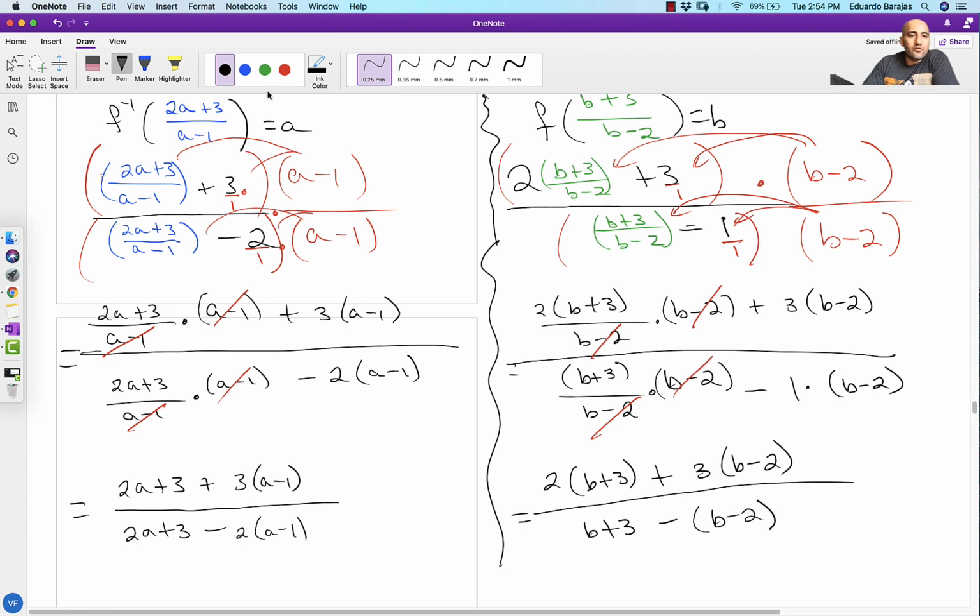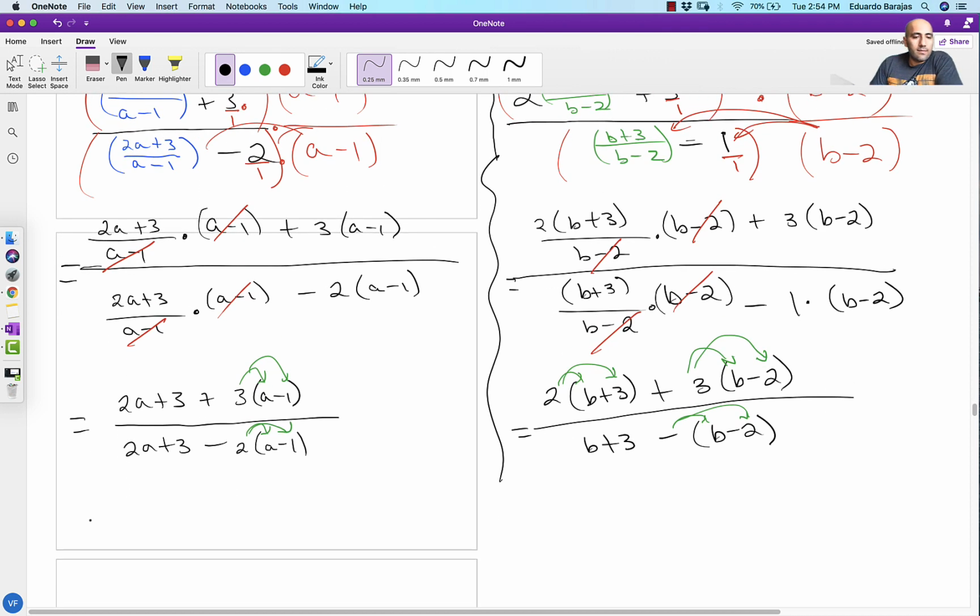Okay, so then I'm going to distribute these guys, distribute, distribute, distribute, and distribute. And hopefully the result is something that I like. So I'll end up with 2a plus 3 plus 3a minus 3. And I'll end up with 2a plus 3 minus 2a plus 2.